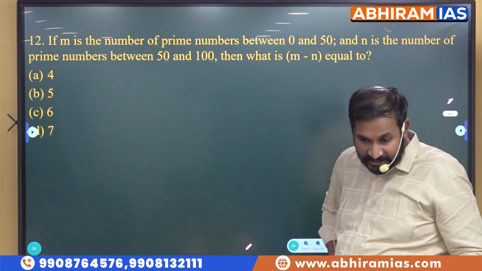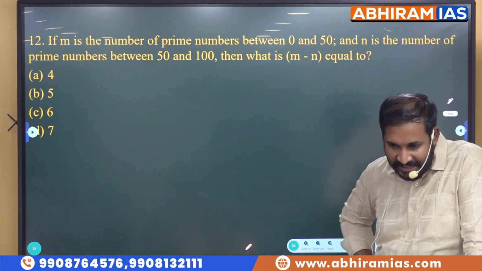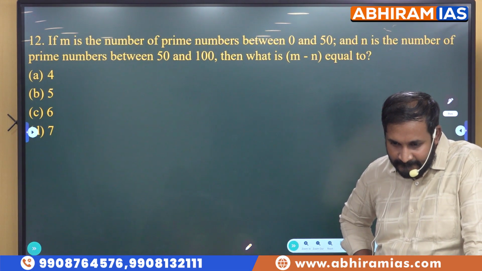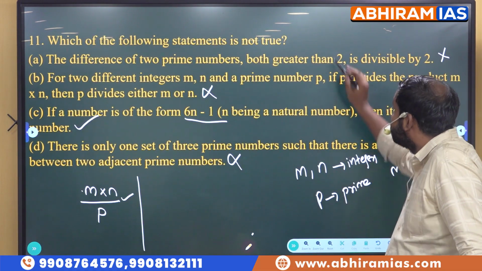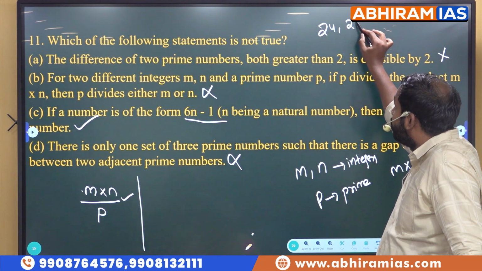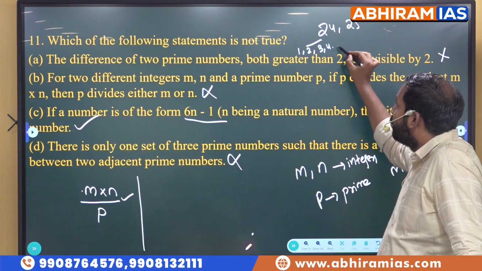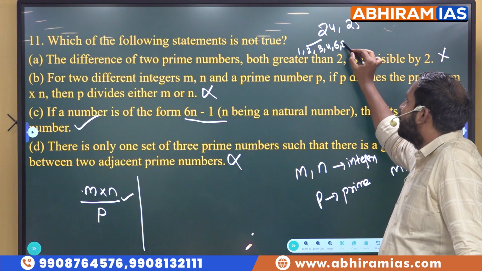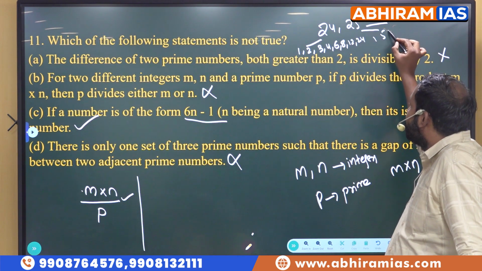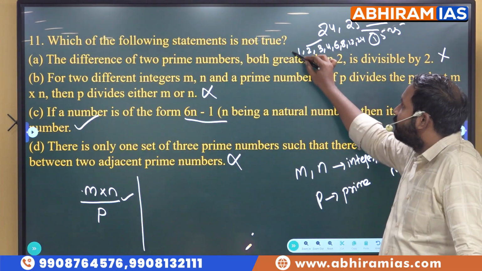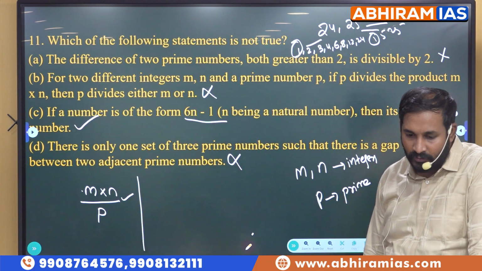Sir, even the time is over. Is 24 and 25, yes, 24 and 25 are co-primes. What are the factors for 24? 1, 2, 3, 4, 6, 8, 12 and 24. What are the factors for 25? 1, 5 and 25. Apart from 1, they don't have any other common factors. So 24 and 25 are co-primes.